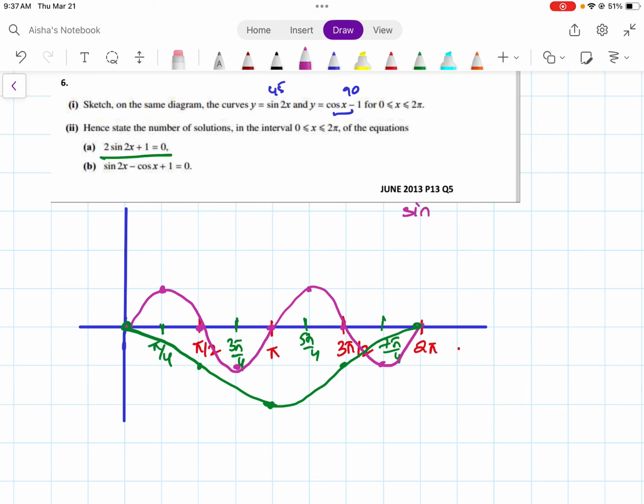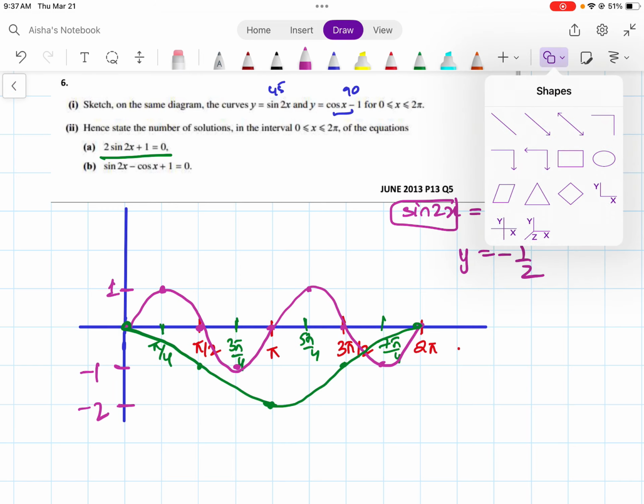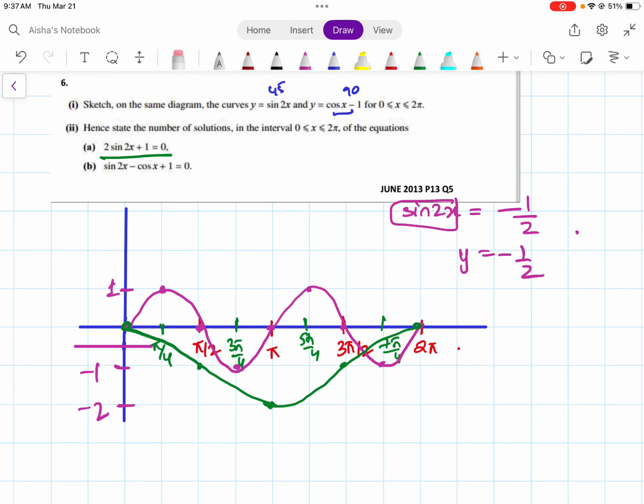For solutions, this is the graph that you've drawn. And if you move everything to the other side, this is what you will get. This is 1 and this is minus 1. I often don't label the y-axis, you should, ideally. So this is y equals minus half. Let's draw a line of y equals minus half. Minus half is going to be here. Now look at the solutions with the sine graph: 1, 2, 3, and 4.